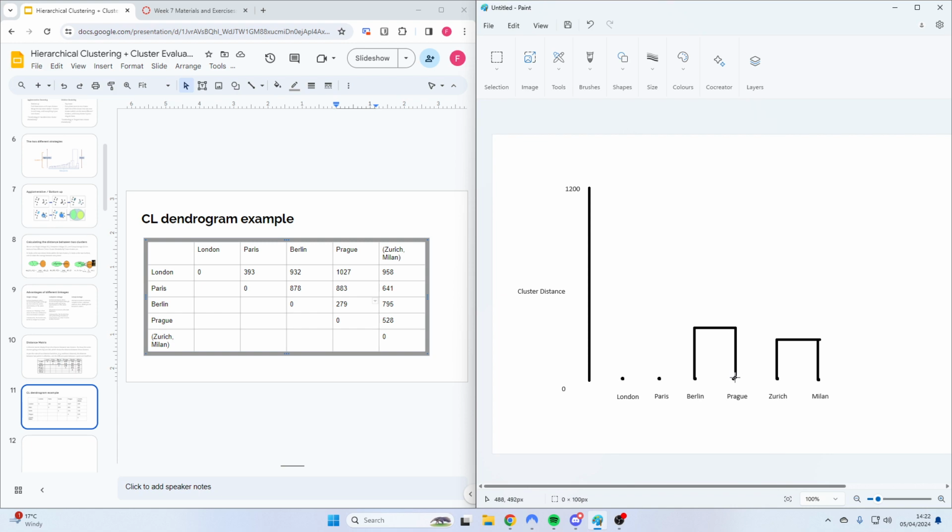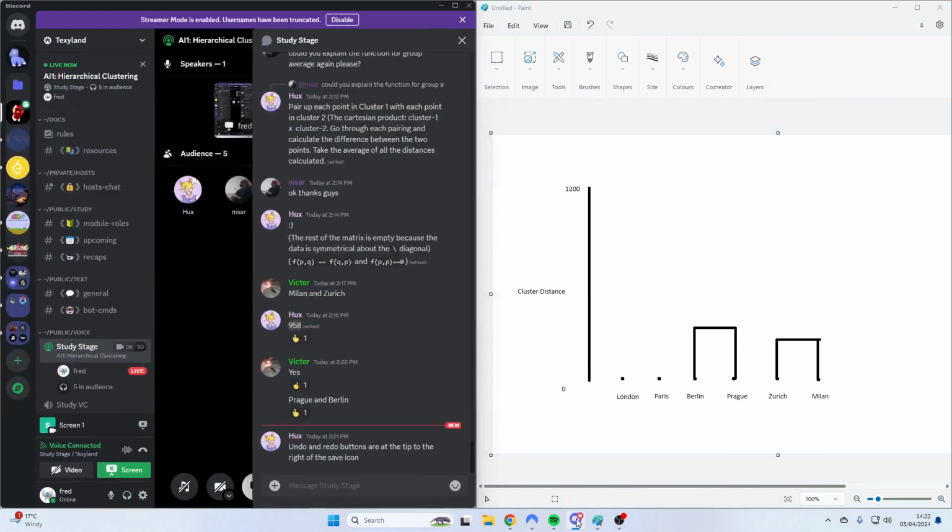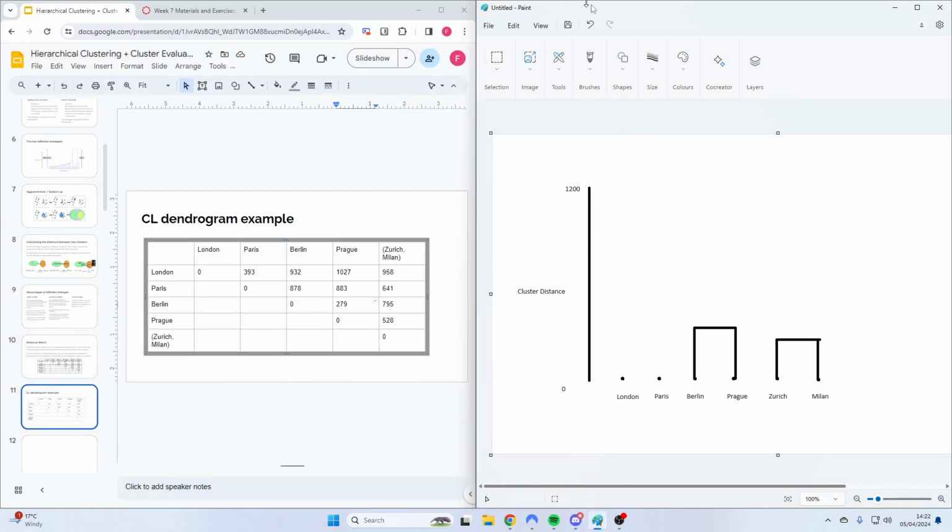And then now this is its own cluster. Oh, I see, yeah. Okay, thank you, Hux. This is 279, and this was 200 and something, I can't remember. So now we've got 1, 2, 3, 4. We've only got 4 clusters now. But over here we've currently got 5 because we need to merge Berlin and Prague.